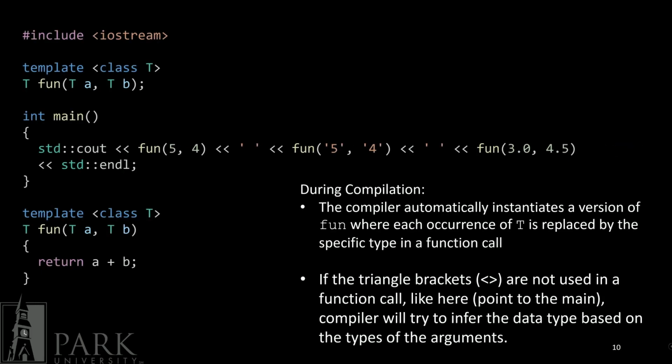If the angle brackets are not used in the function call, like we see here, we no longer have our types, so the compiler will try to infer the data type based on the types of the arguments. Again, in this case, it's going to do an automatic implicit inference instead of us telling it what types we're actually passing in.